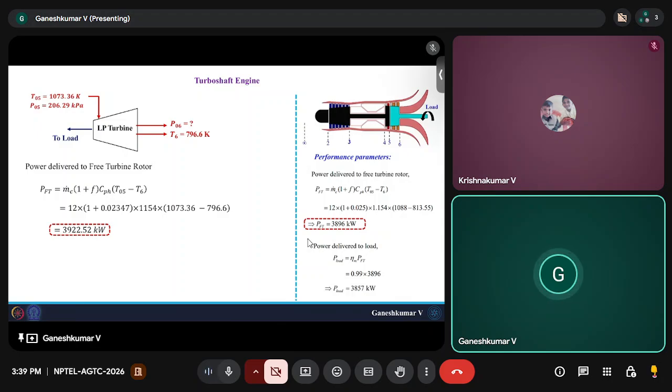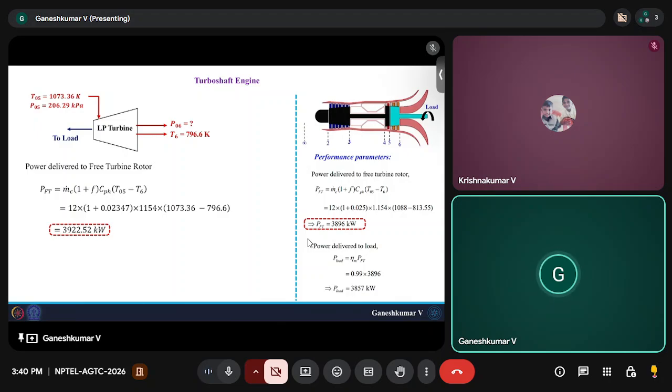So the power that we got when the compressor pressure ratio was 9.5 was 3896 kilowatt, and since you increased the compressor pressure ratio, the power delivered has increased to 3922 kilowatt, okay, or 3.92 megawatts. So this is the total power delivered to the free turbine rotor.